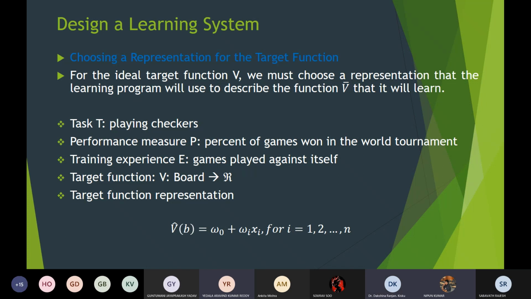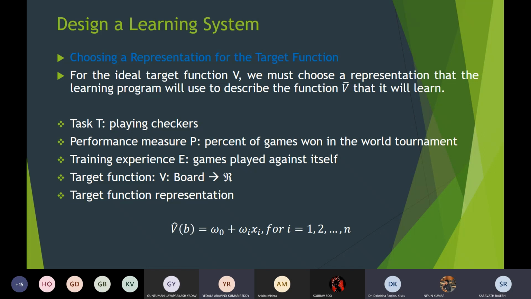Now, if we consider one such feature, like how many red pieces are available on the board, how many black pieces are available on the board, how many red pieces are threatened by the black color pieces, or how many black color pieces are threatened by red color pieces. Okay, and how many kings are available on the board? Red color kings and black color kings. Okay, so these are the information which can be referred to as the features of a particular board state.